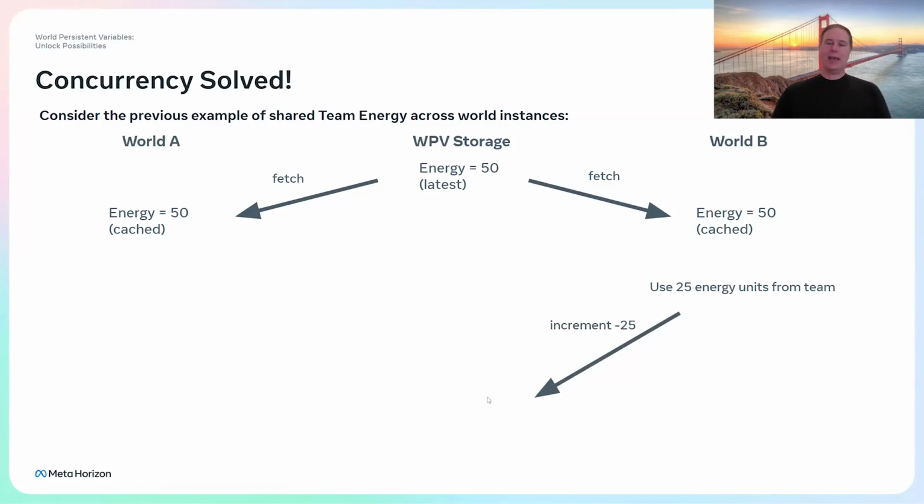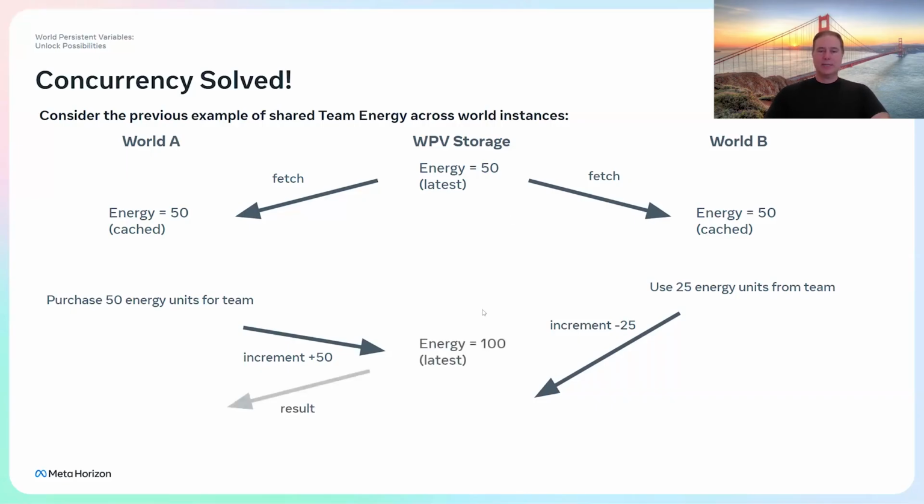So they're not actually saying, hey, I want to set some particular value in the WPV. They're just saying, I want to change the value in the WPV by -25. Then a little while later, someone in world A purchases 50 energy, and they're not setting a value. They're just saying, I want to increment that value by +50. And so again, just like before, this +50 comes first. It takes the 50, increases it to 100, returns result. So world A now has the updated energy of 100.